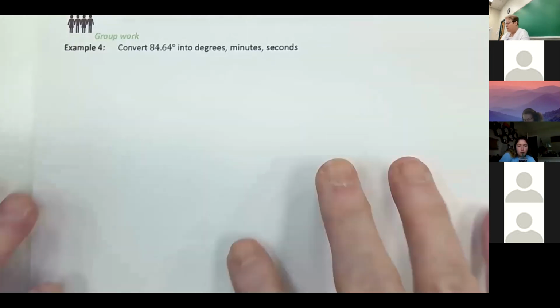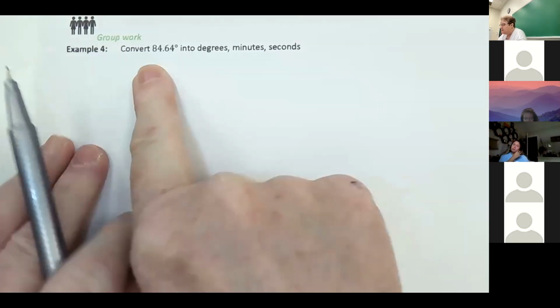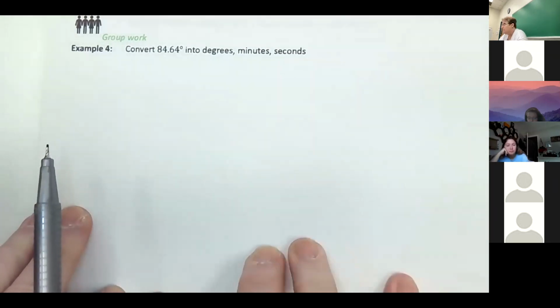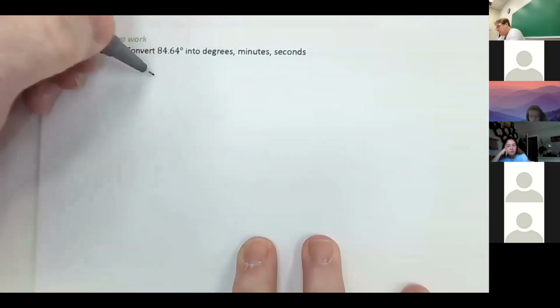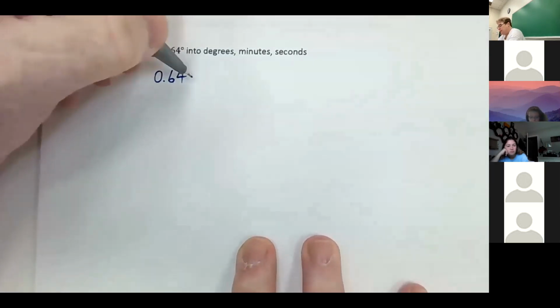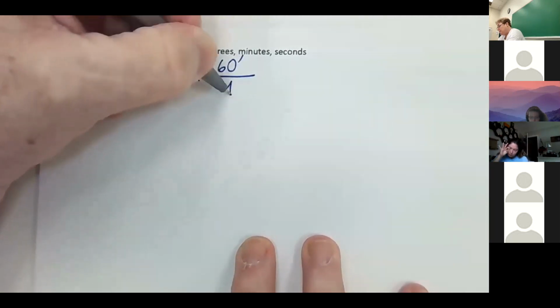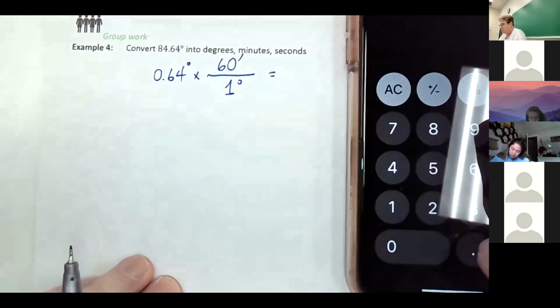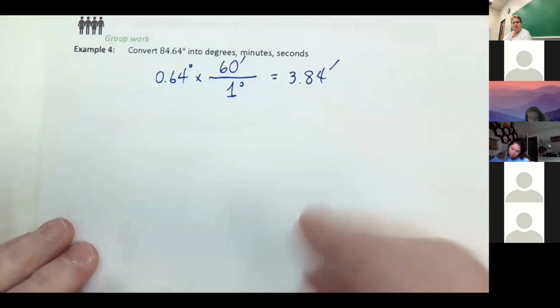Okay, so how do I convert 84.64 degrees into degrees, minutes, and seconds? Take the 0.64 on the end, and multiply that by 60 minutes over 1 degree. Excellent. Which, if I'm not mistaken, would give you 3. Great. And now what do we do?